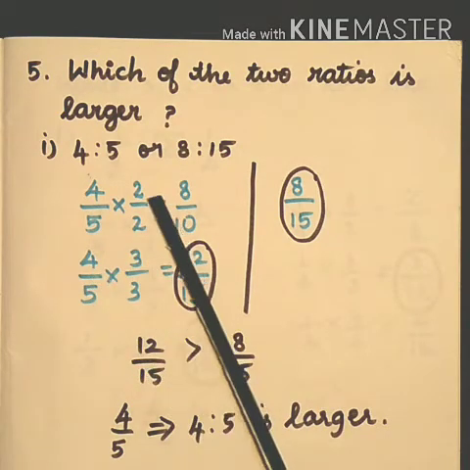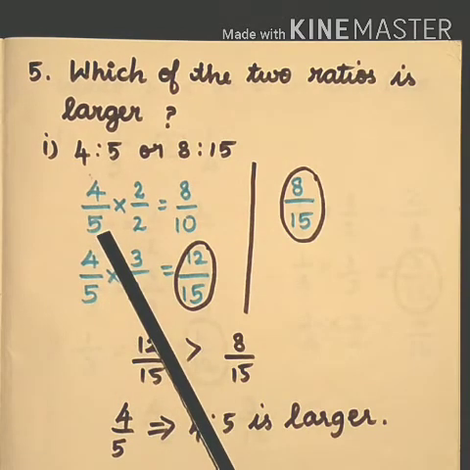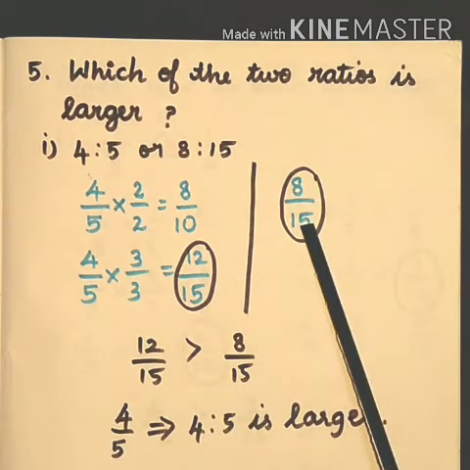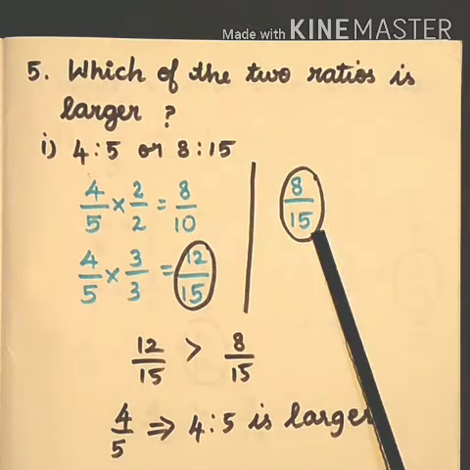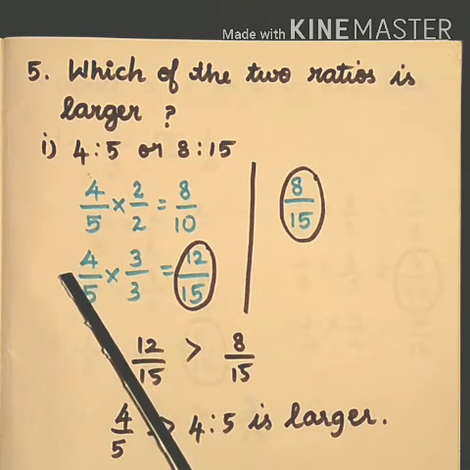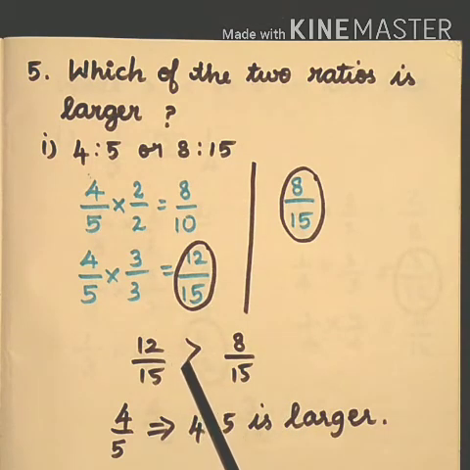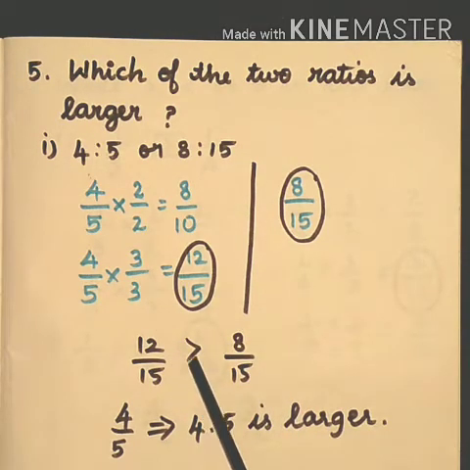To find the larger number, first you have to check the denominators. Here, the denominator value is 5 and here the denominator value is 15. Here the denominator values are not same. So you have to find the equivalent fraction for finding the common denominators. Then you have to compare the numerators. Here 12 by 15 is larger. The original fraction of 12 by 15 is 4 by 5. 4:5 is larger.